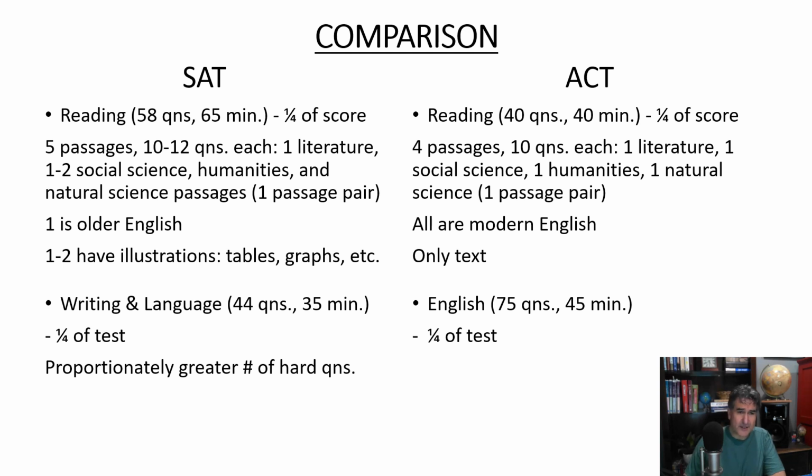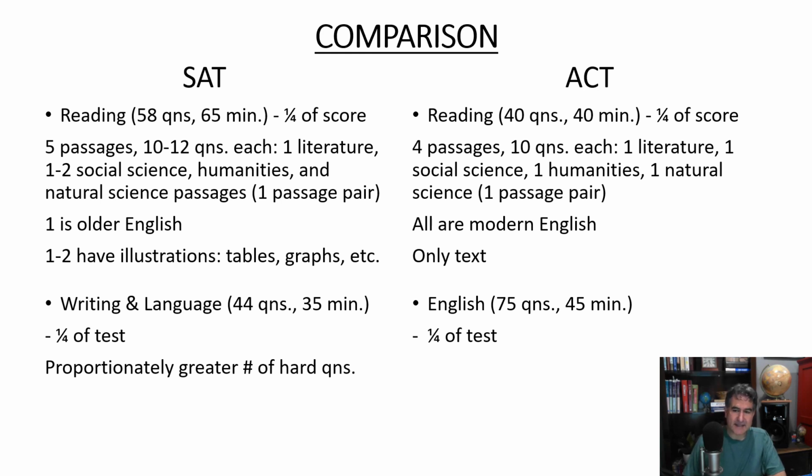Now, the longer section on the ACT is going to be the English section, and that's equivalent to the writing and language section on the SAT. So what you're testing here are GUMS. That's your grammar, your usage, your mechanics like punctuation and that sort of thing, and spelling. On the SAT, the writing and language section is only 35 minutes long with 44 questions, as opposed to the ACT's English section, which is 75 questions in 45 minutes.